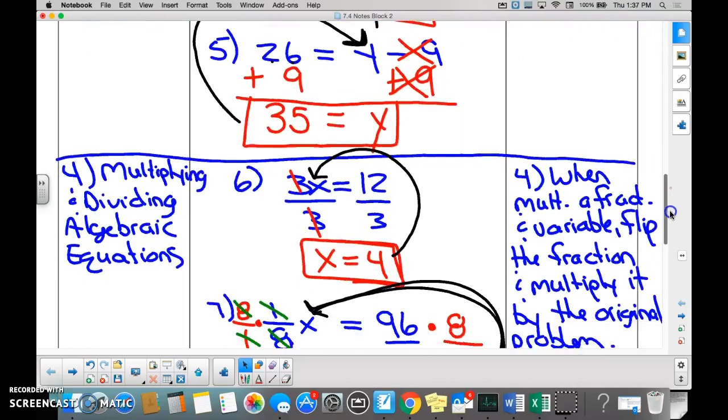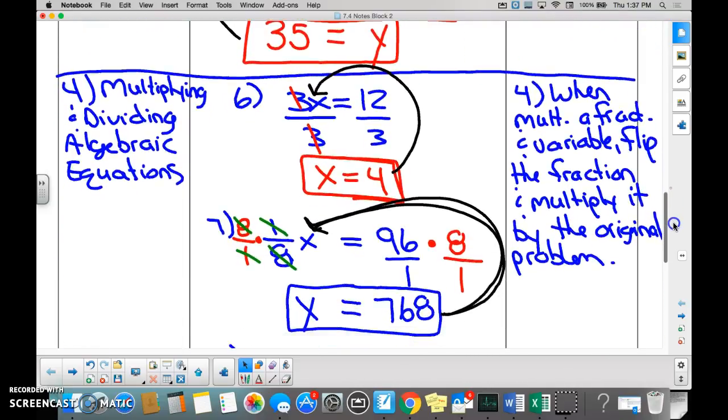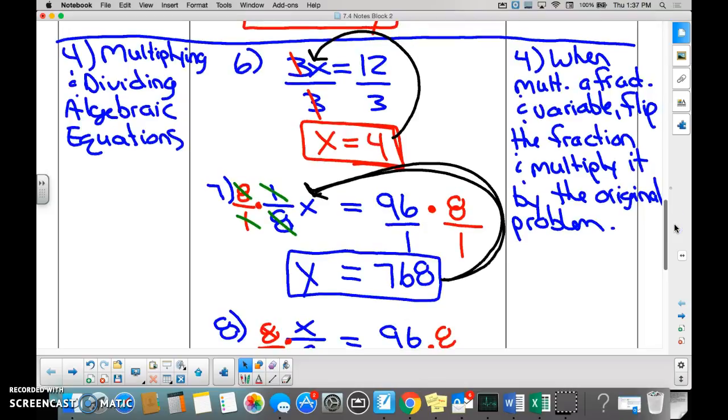Multiplying and dividing gets a little trickier. So at number 6, how do you undo multiplication? Division. So we had 3x equals 12. We divided by 3. Got x equals 4. Plugged it back in. Is 3 times 4 12, everybody? Yes.